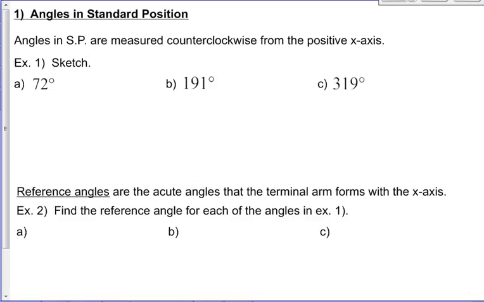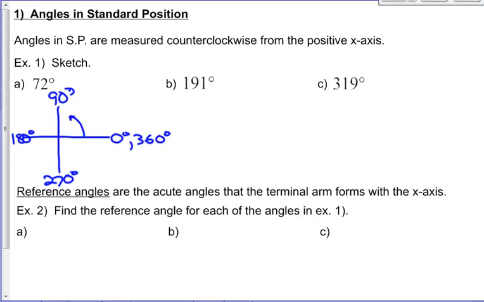Let's dive in. Angles in standard position are measured counterclockwise from the positive x-axis. So if I were going to sketch 72 degrees, I'd draw the grid, and I'd know that right here would be 0 degrees. This is 90 degrees counterclockwise. This is 180. This is 270. And when we get back to 0, that's 360 degrees. So if I go 72 degrees counterclockwise, I'm looking at something like this.